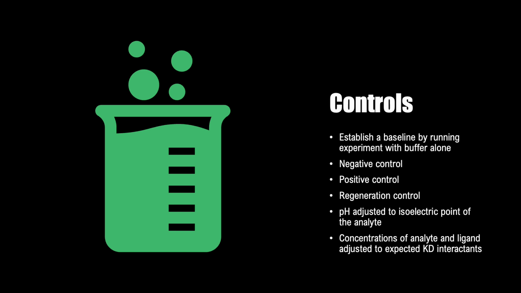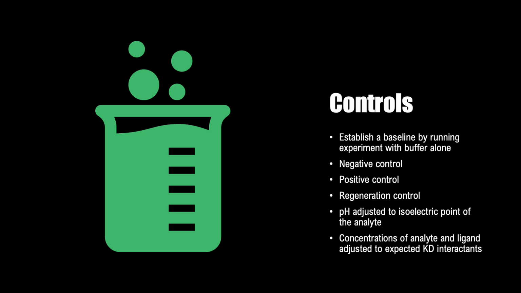Some controls for this technique are having a buffer for pH, having flow rates, the isoelectric point, regeneration conditions, purity levels, mass transfers, ligand concentrations, and analyte concentrations. So first, you need to set up optimal concentrations of the analyte and ligand and choose 5 concentrations that reside between 0.1 to 10x of the expected KD interactions. Another control is the pH needs to be adjusted to the isoelectric point of the analyte.